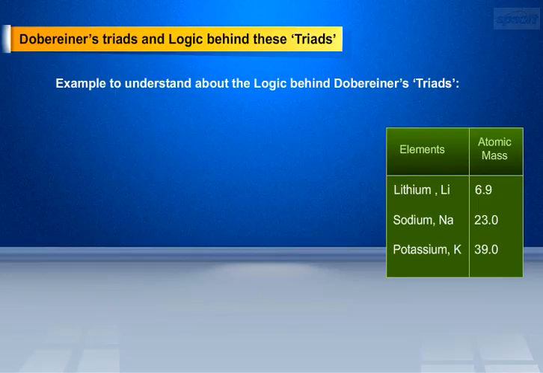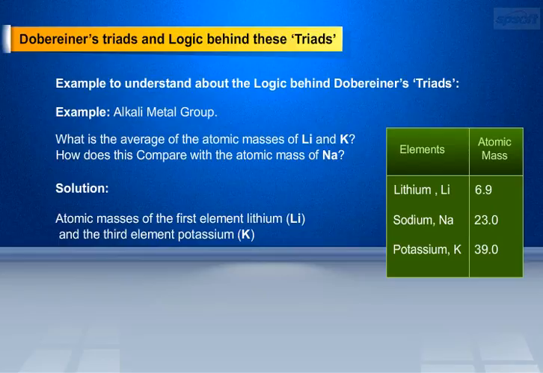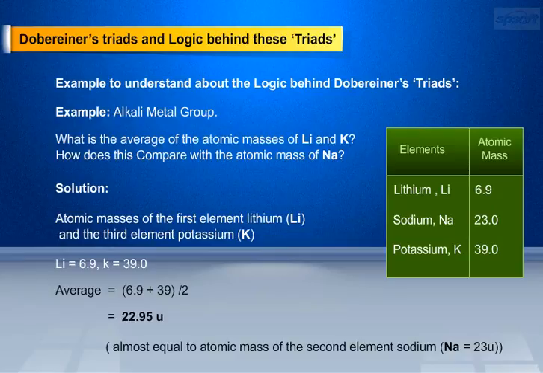Now let's discuss an example to understand the logic behind Döbereiner triads, and how to calculate the average of the elements in the triad. We will take an example of the alkali metal group. What is the average of the atomic masses of lithium and potassium? How does this compare with the atomic mass of sodium? Atomic masses of the first element lithium and the third element potassium are, lithium equals 6.9, potassium equals 39.0. Average equals 6.9 plus 39 divided by 2 equals 22.95 units, almost equal to atomic mass of the second element sodium, that is, Na equals 23 units.